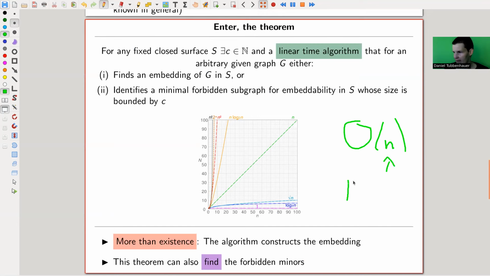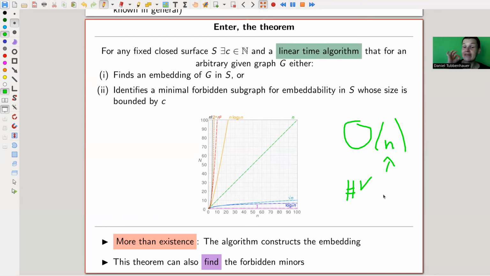So n is just the number of vertices. And this is ridiculous. I mean, for planar, it's already ridiculous. But you can do that for every surface. There exists some constant such that you can check it in linear time.